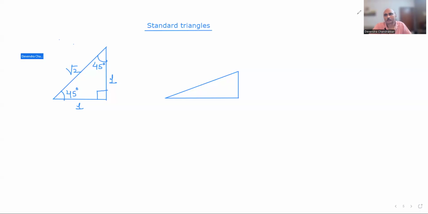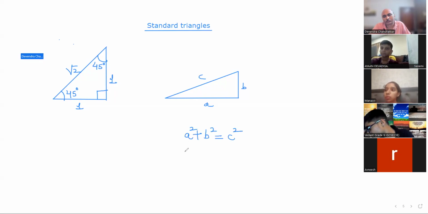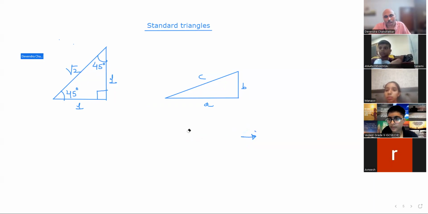Sir, I am not. Ayan, you don't know? No, sir. Okay. So in a right angle triangle, Ayan, if these are the sides of the right angle triangle, A, B and C, then this is the relation which is called the Pythagoras theorem. The sum of the squares of two sides which are perpendicular to each other is equal to the square of the hypotenuse. Yes, sir. Okay. This is called the Pythagoras theorem. Okay, Ayan? Yes. So using this only, I got these values.